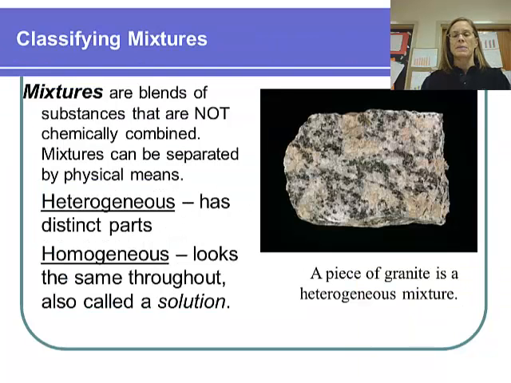Mixtures are not chemically bonded substances. They can be separated by physical means. A heterogeneous mixture has parts that are distinguishable. As you see the granite there in the picture, you can see some dark parts of the rock. There's some lighter parts of the rock. A homogeneous mixture looks uniform throughout. It's hard to distinguish that there's different parts in there, and that's also called a solution.